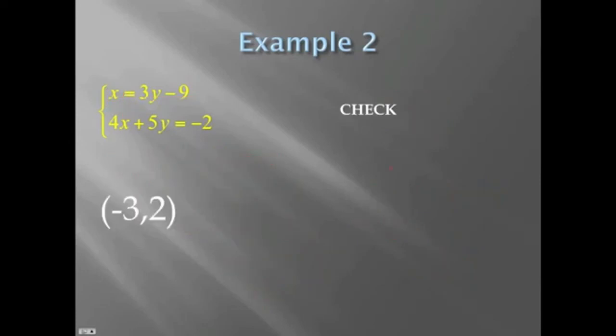We got our solution of negative 3, 2. So let's plug it in. I'm going to start off with the top one again. That's going to give me negative 3 equals 3 times 2 minus 9. So negative 3 equals 6 minus 9. And that means negative 3 equals negative 3. That looks good. Just to double check, checking in the bottom one. That's going to be 4 times negative 3 plus 5 times 2 equals negative 2. That's negative 12 plus 10 equals negative 2. And so that's negative 2 equals negative 2, which is correct. So now we know that we do have it correct. Usually just checking in one's good enough, but we always want to double check if we can take a second to do that.